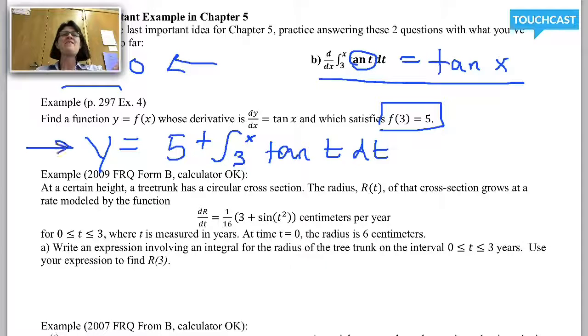This is a very convenient way to write a function whose derivative is some given function and which satisfies some, we call it an initial value, an ordered pair that we've been given.